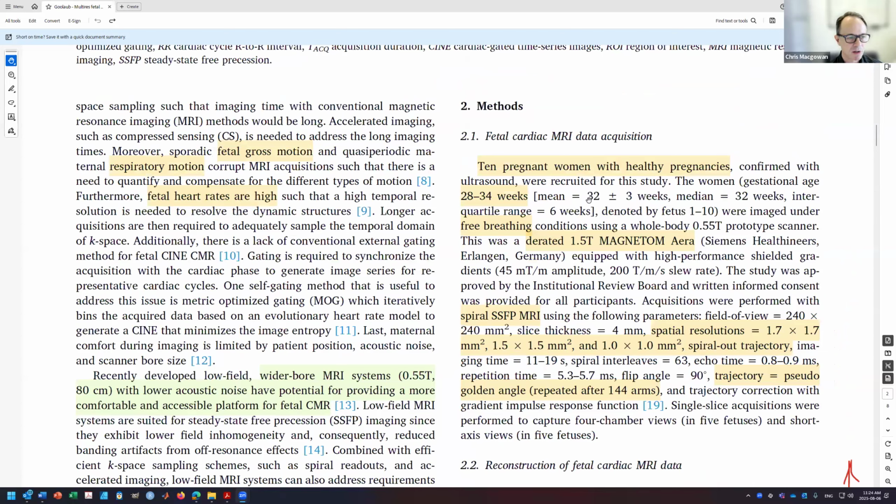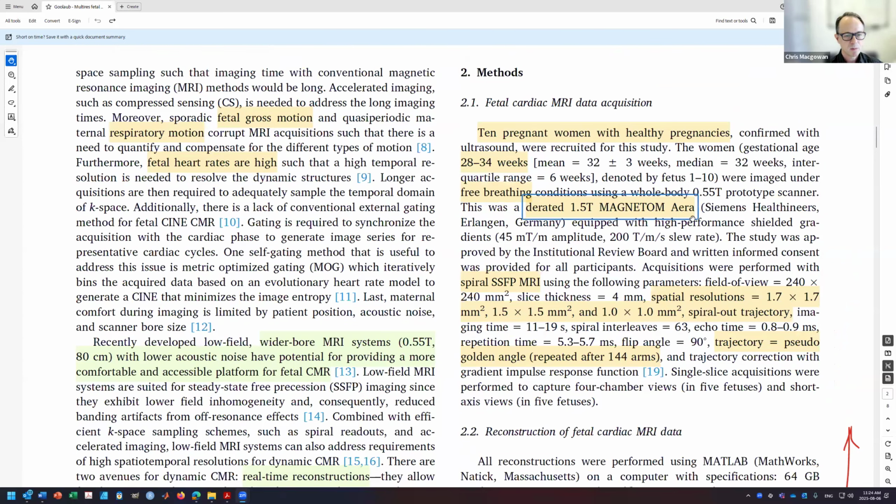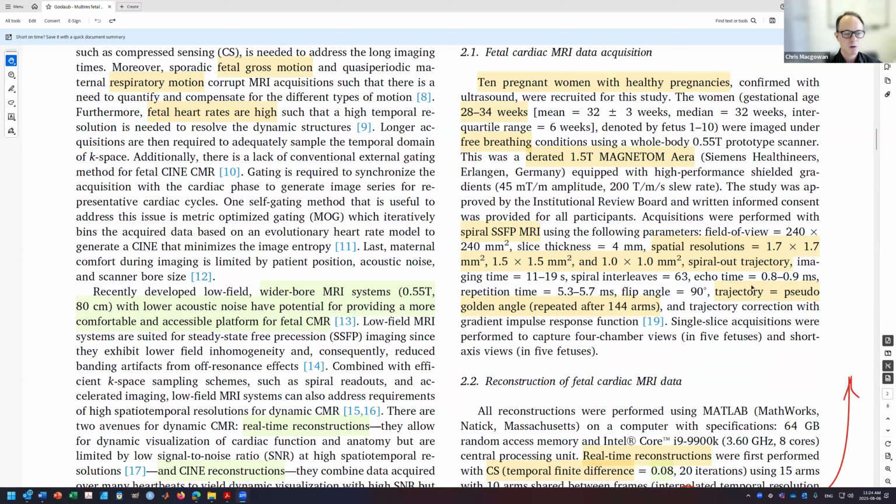So this study, some of the methodology involved 10 pregnant women that were summarized in this publication. Again, these were late gestation, 28 to 34 weeks. This was on a 0.55T scanner, but I want to note that this was a derated Magnetom Era scanner, brought down to half a T. The acquisitions used a spiral SSFP MRI acquisition. This was with a golden angle acquisition, a pseudo golden angle, repeated after 144 arms. And we collected data at a variety of spatial resolutions from 1.7 millimeters down to 1 millimeter in plane resolution.